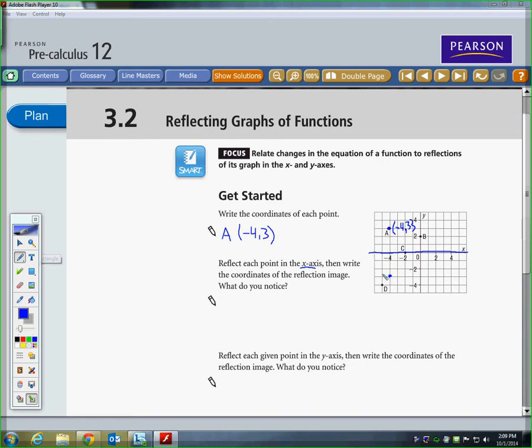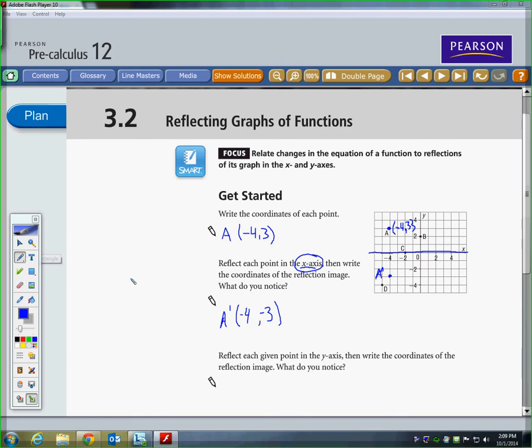So instead of calling it A, let's call it A prime. I'll put a little apostrophe symbol there, so it'll be A prime. And what are the coordinates? What's the x and the y? Well, the x stayed the same, didn't it? Still -4. And the y value now is -3. So you'll notice now when we reflect over the x-axis, what happened? The x value stayed the same, and the y value got multiplied by -1.